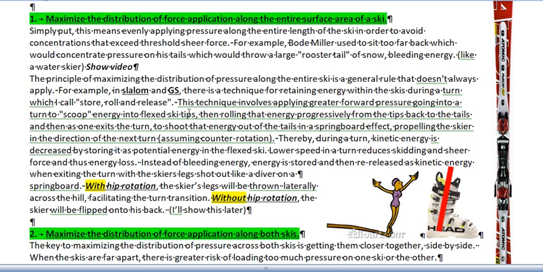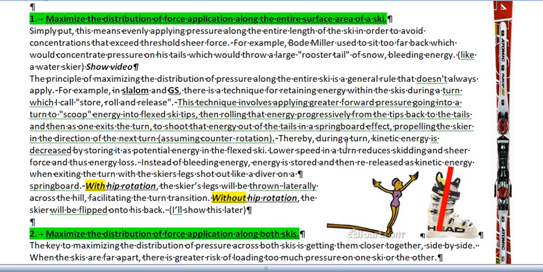Now, the main purpose of this technique is to maximize the retention of kinetic energy in your body, avoiding dissipating it through breaking bonds and skidding turns, all right? It involves applying greater forward pressure going into the turn to scoop energy into the ski with a flex tip, then rolling that energy progressively from the tips back to the tails. And then as you exit the turn, the energy in the tails shoots you out almost like a springboard effect, propelling the skier in the direction of the next turn, assuming you have counter rotation. I'll explain that in a second.